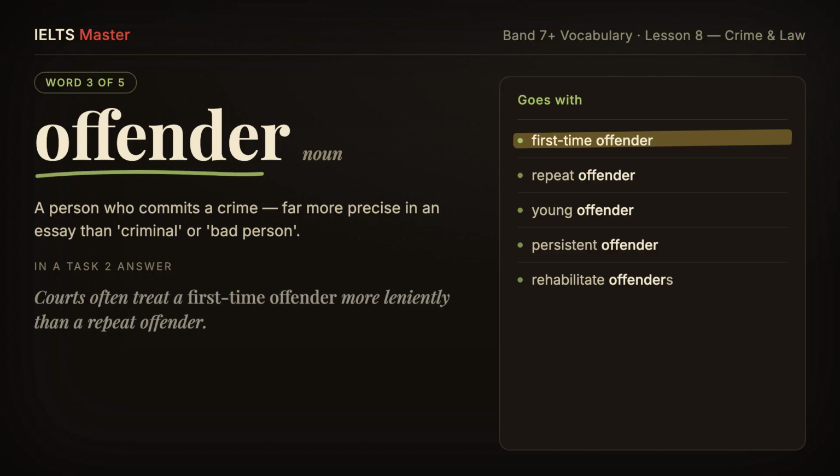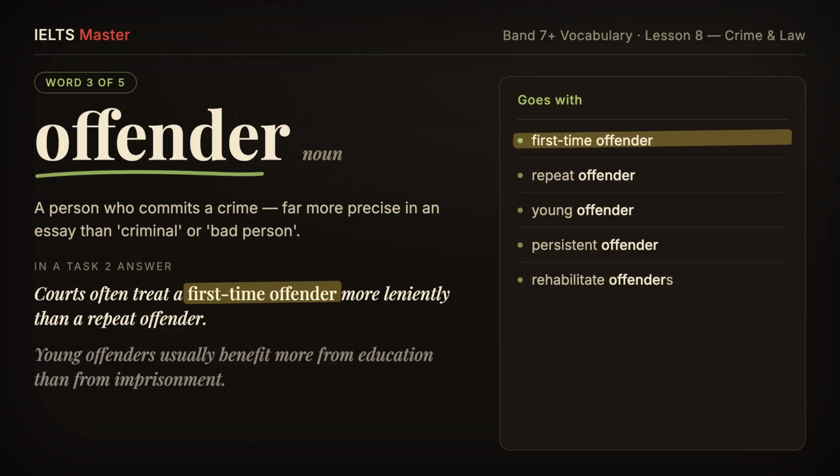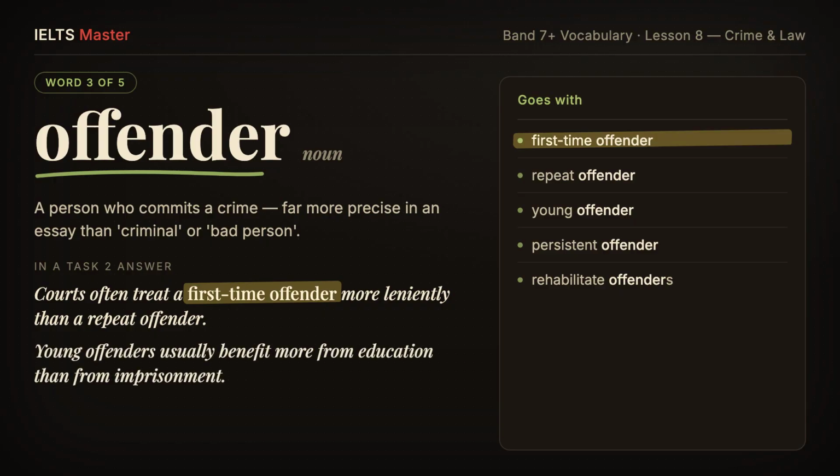For example, courts often treat a first-time offender more leniently than a repeat offender. And young offenders usually benefit more from education than from imprisonment. The collocations are a first-time offender, a repeat offender, a young offender, a persistent offender, and to rehabilitate offenders.